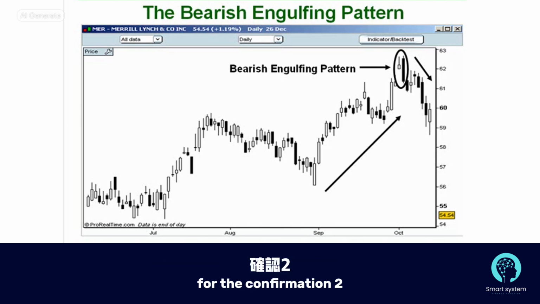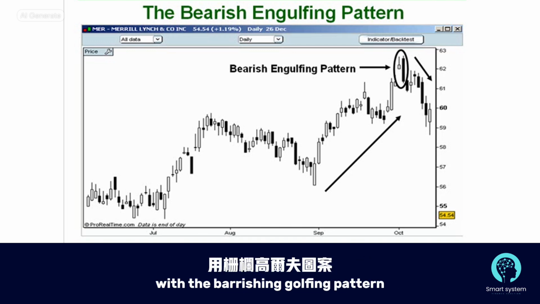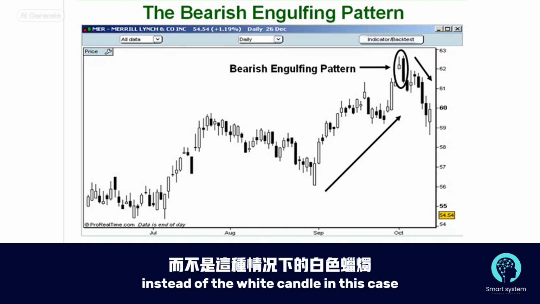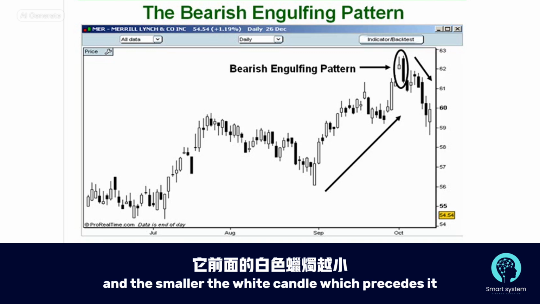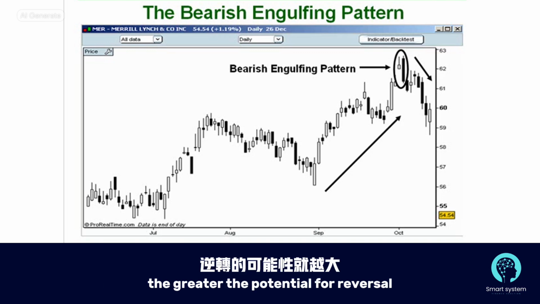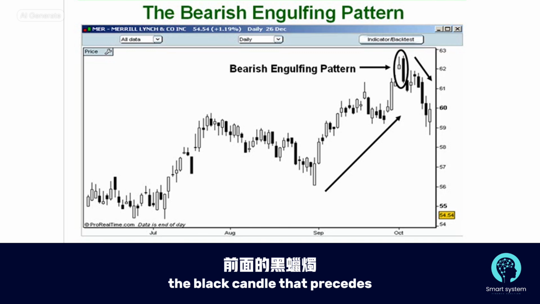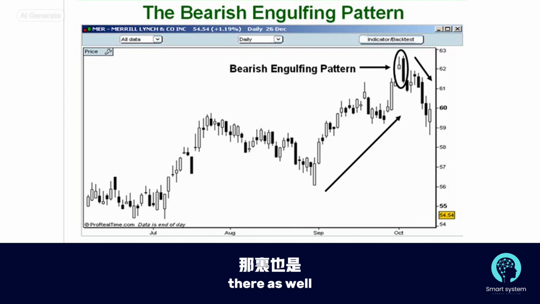For the confirmation, it's exactly the same types of things that we look for with the bullish engulfing pattern. In terms of placing more emphasis, instead of the white candle in this case, the longer the black candle and the smaller the white candle which precedes it, the greater the potential for reversal. And when the black candle completely engulfs the white candle that precedes it, the greater the potential there. And then lastly, we like to see a large volume on the black candle as well.